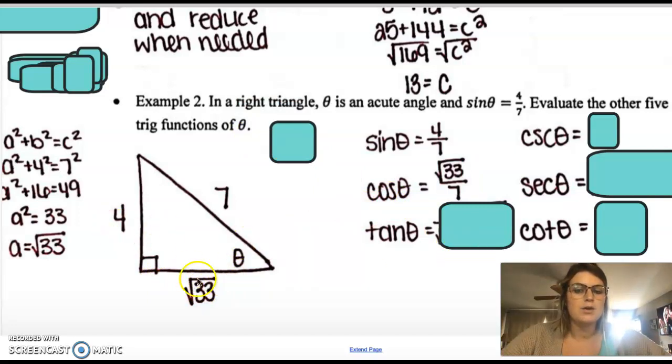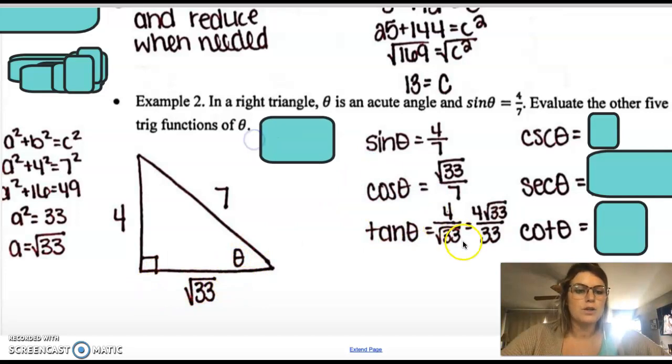Tangent is opposite over adjacent. So from theta, the opposite is 4, the adjacent is the square root of 33. So we have 4 over the square root of 33, but we cannot have a radical in the denominator, so we have to rationalize. So we just take that to the top and leave 33 on the bottom.